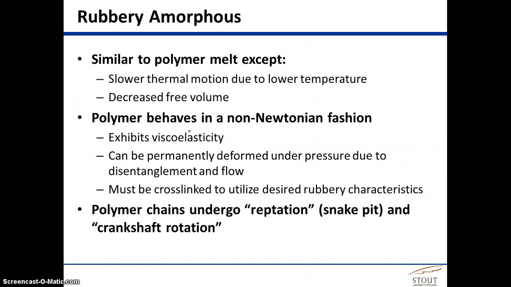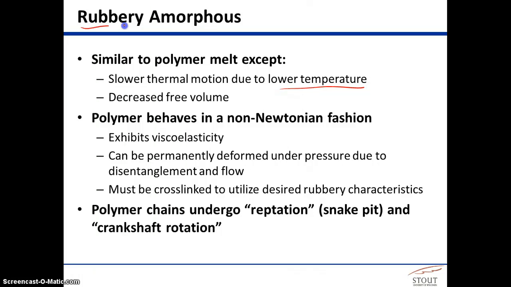So the rubbery amorphous phase, first of all, is kind of an in-between phase because it has some similarities to the melt, the completely molten phase. And so it's similar in the type of movement that those polymer chains are able to undergo. However, the movement is slower. It's slower due to a lower temperature. And so the average kinetic energy, the temperature, being lower, manifests itself in a lower degree of agitation, lower degree of movement, but still a substantial degree of movement, just not quite as high as it is in the melt.